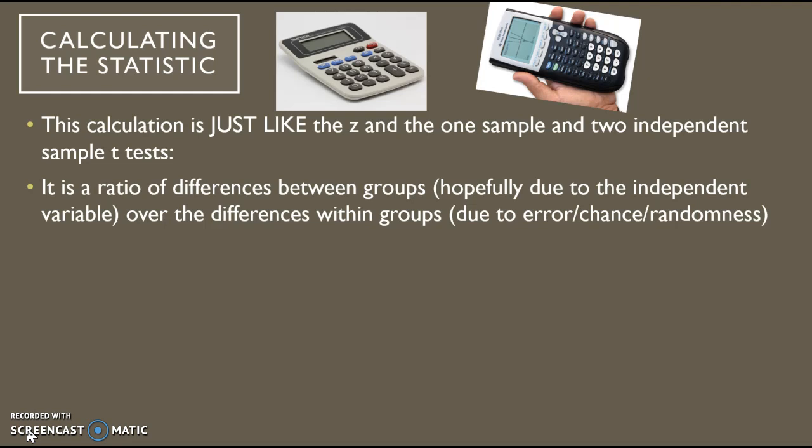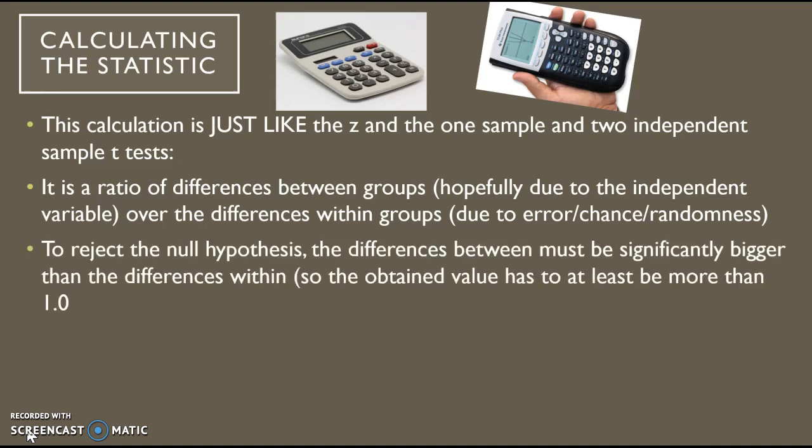And we're going to say that difference is because of the independent variable. And then the bottom number in the ratio is the differences that are within groups: individual differences, measurement and error, that kind of stuff, all the differences that are due to chance. So in order to reject the null, the differences between have to be significantly bigger than the differences within.